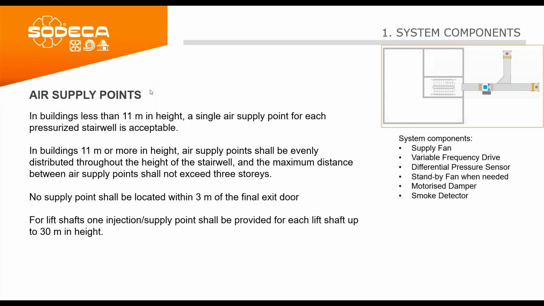In buildings less than 11 meters in height, a single air supply point for each pressurized stairwell is acceptable, but in buildings 11 meters or more in height, air supply points shall be evenly distributed throughout the height of the stairwell, and the maximum distance between air supply points shall not exceed 3 stories. No supply point shall be located within 3 meters of the final exit door, and for lift shafts, 1 injection or supply point shall be provided for each lift shaft up to 3 meters in height.